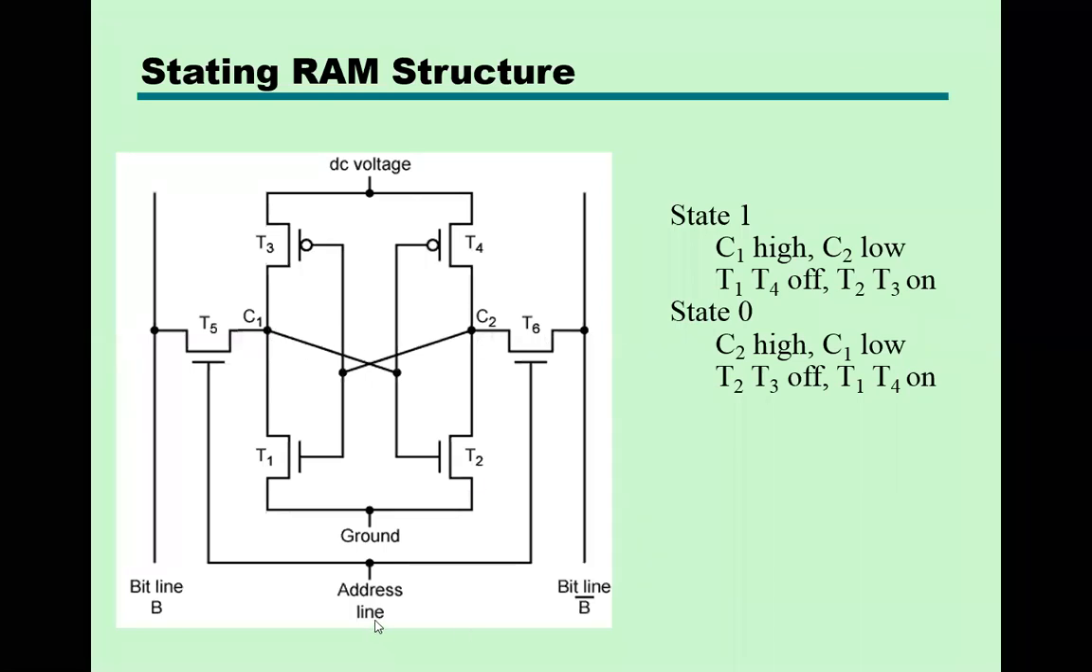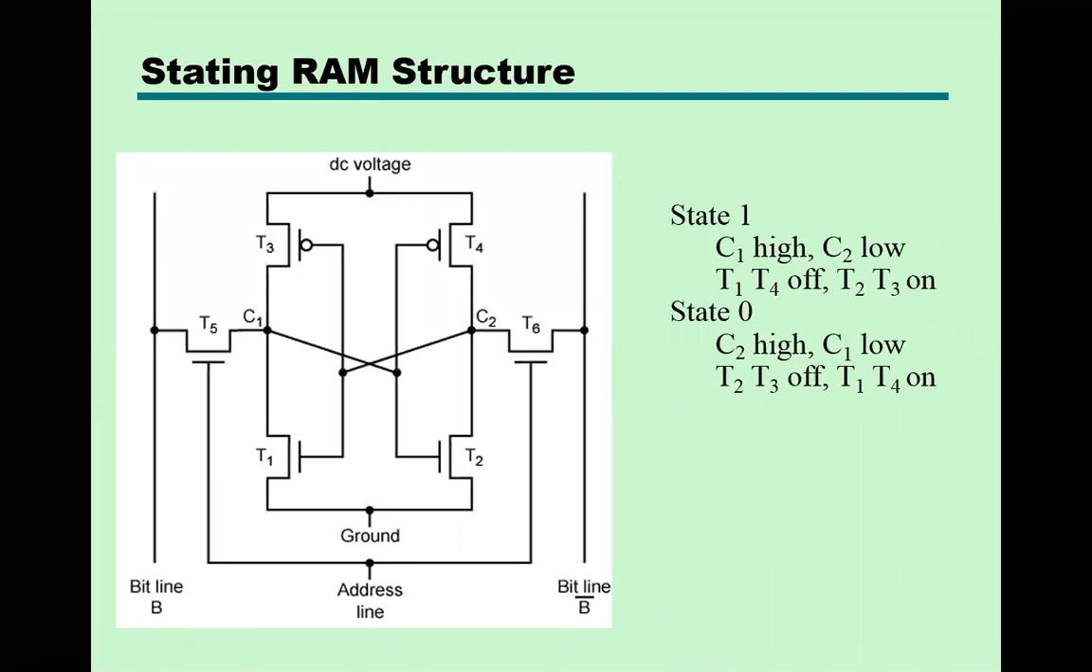Again, here is the address line and this is the bit line to read or write the data. The address line is used to choose the respective cell, and the bit line is used to read the data, like 1 or 0, or to write the data, 1 or 0.